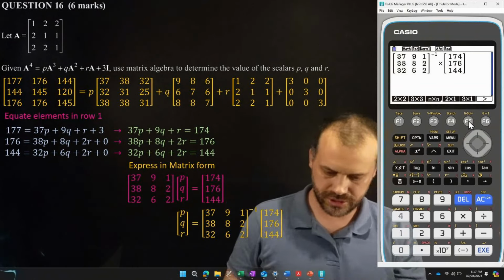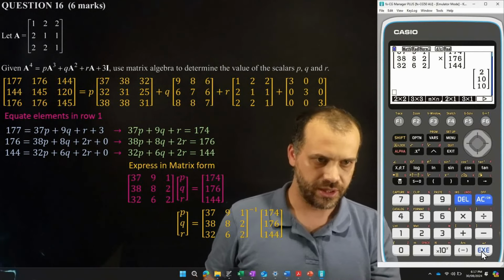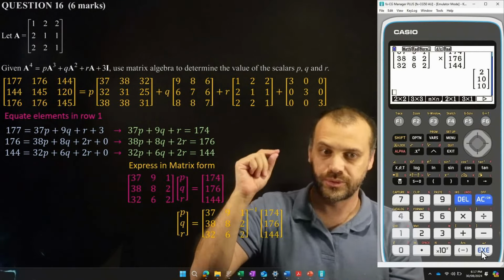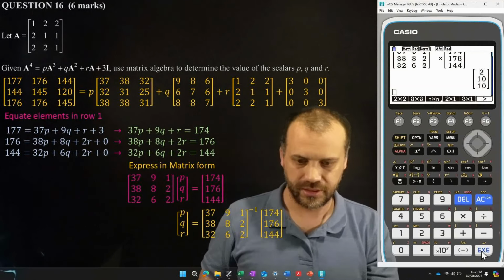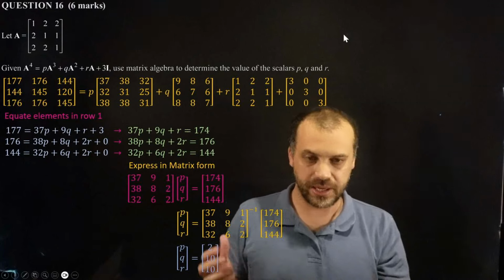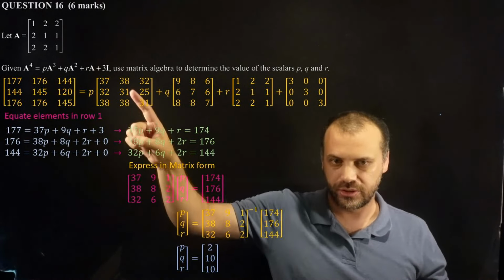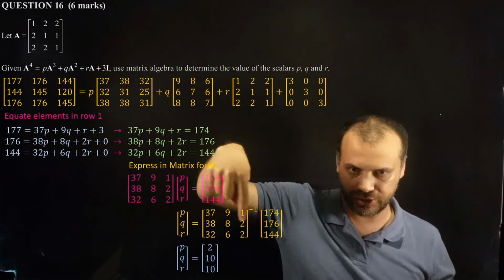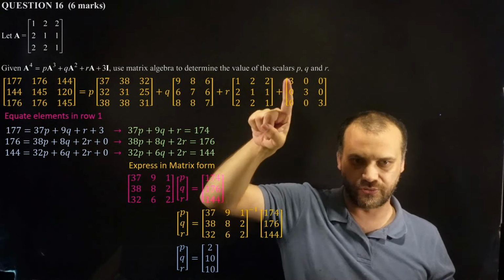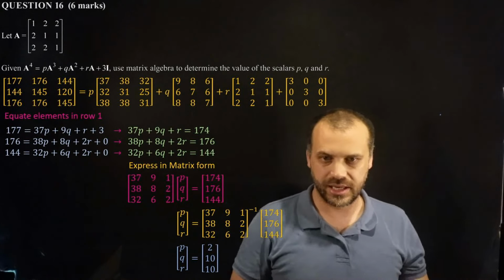So fingers crossed, if I've entered this all correctly, I go over to my calculator, press execute, and I get 2, 10, 10. And that is going to be our answer. So P, Q, R equals 2, 10, 10. Use matrix algebra, this was matrix algebra, to determine the values of P, Q, and R: 2, 10, and 10.